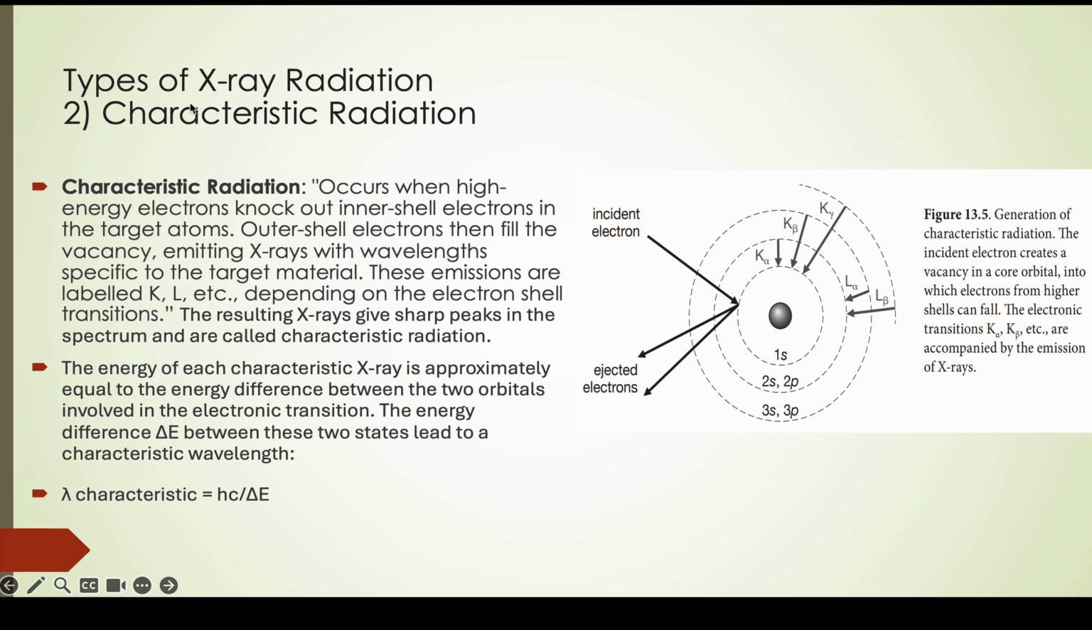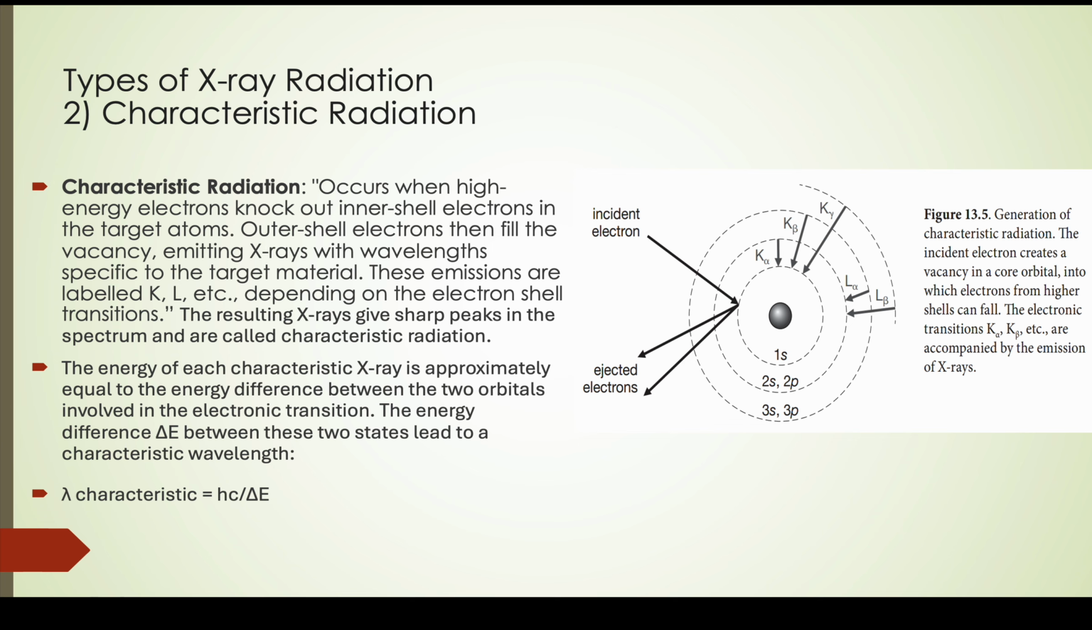The other type of X-ray radiation is the characteristic radiation. The peculiar thing about this radiation is that it occurs when high energy electrons knock out the inner shell electrons in the target atom. When you are bombarding from the cathode to the anode, the electrons are really high energy. So when they hit the anode, they knock out the inner shell electrons of the targeted atom. When they knock them out, it creates a vacancy.